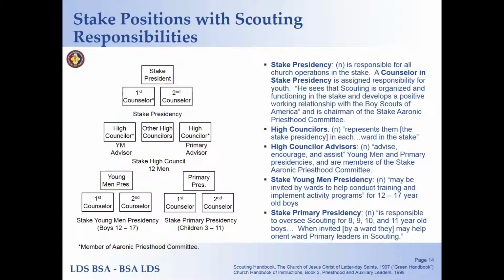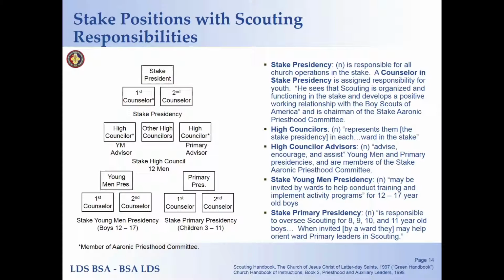the presidency is responsible for all church operations in the stake. Typically, one counselor in the stake presidency is assigned responsibility for youth. He sees that it's functioning and he maintains the relationship with Boy Scouts of America at the district or council level. Below the stake presidency, there are 12 representatives that are called high counselors, and each of them reports to the stake presidency and has relationships to the wards.